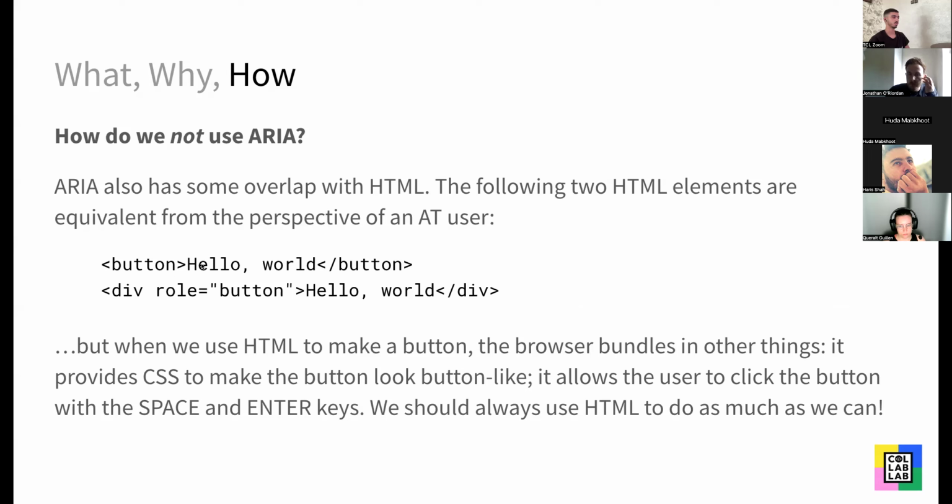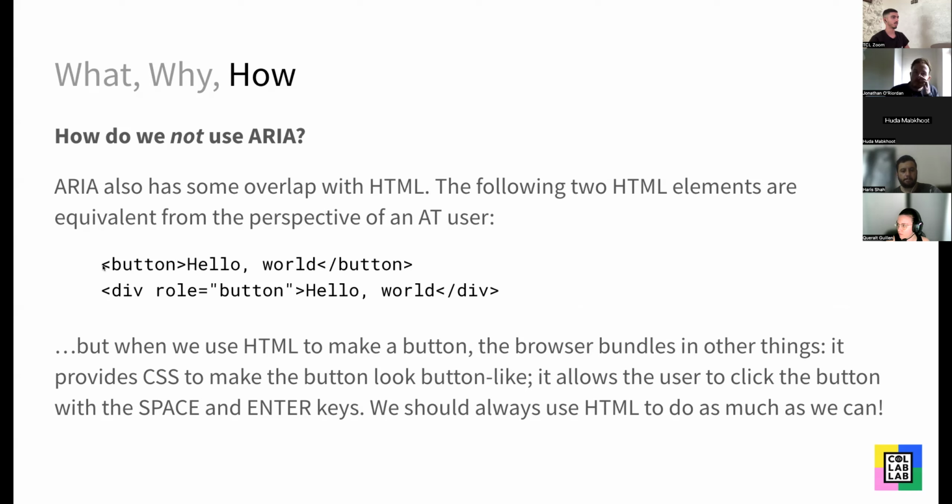You have a button, so why would you use a div and then assign to it the role? And also, when we use HTML to make a button, the browser bundles other things. It provides CSS to make it look like a button, and also it allows your user to click the button with space and enter keys, which will not be the case if you use a div. And actually, if you use this div and the role equal button, you will be missing a lot of accessibility features that the native button HTML tag will provide for you. Yeah, so it's as simple as that.